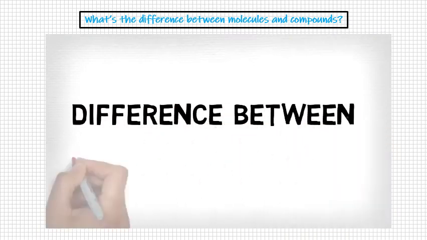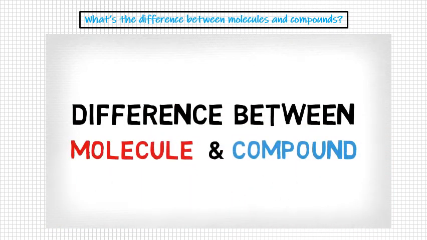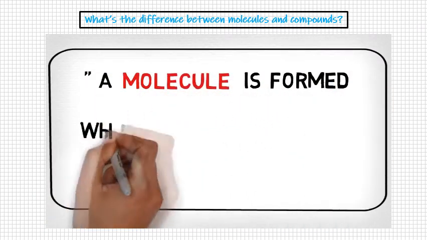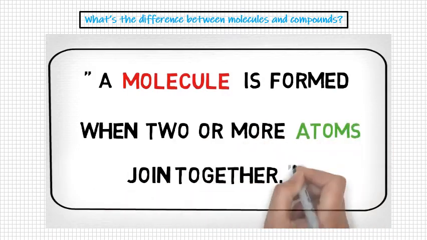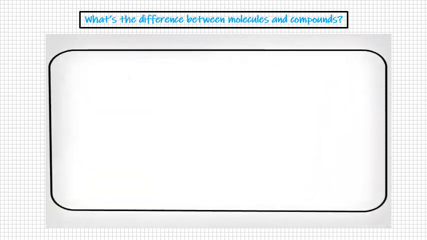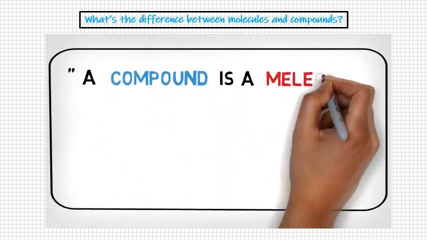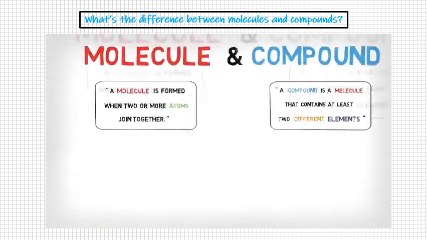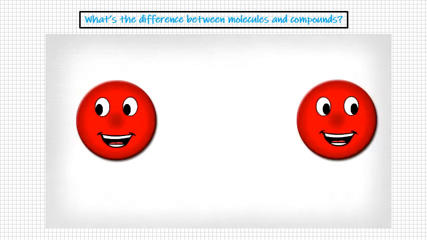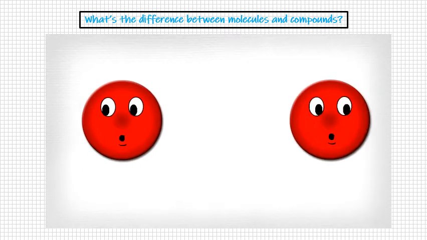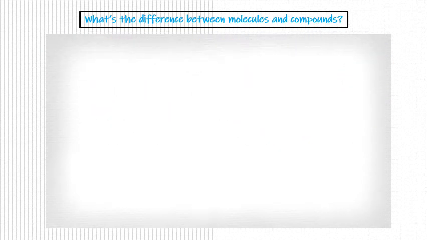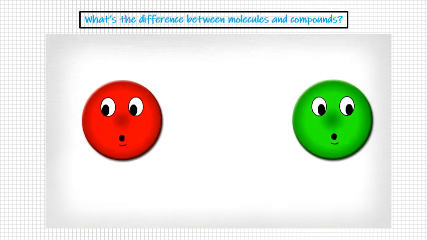The difference between a molecule and a compound. A molecule is formed when two or more atoms join together. A compound is a molecule that contains at least two different elements. So, a molecule can consist of two or more atoms of the same element joined together. But a compound must always have at least two atoms of different elements joined together.